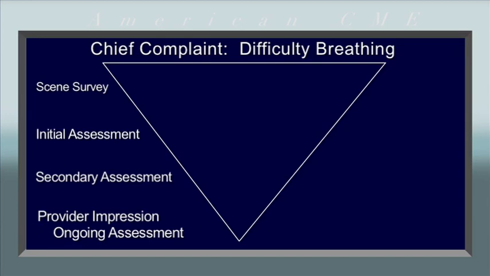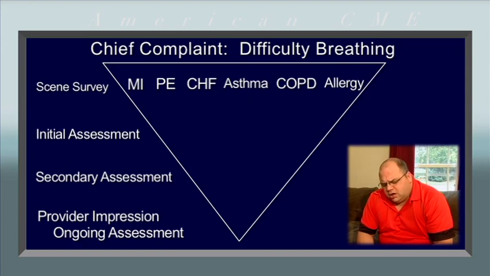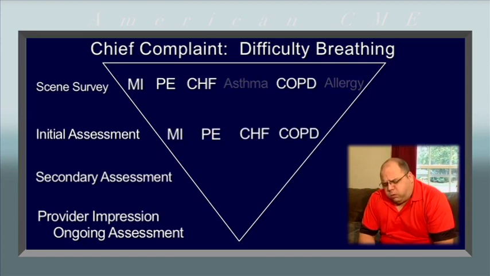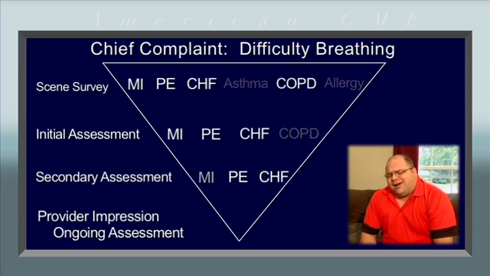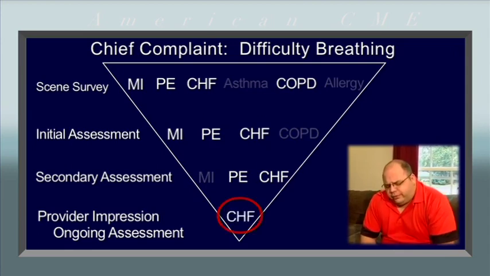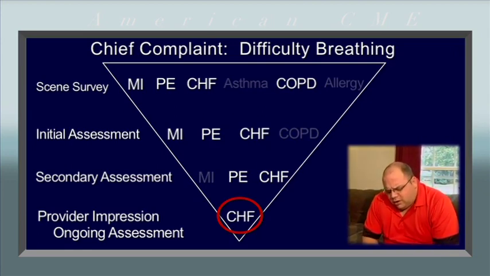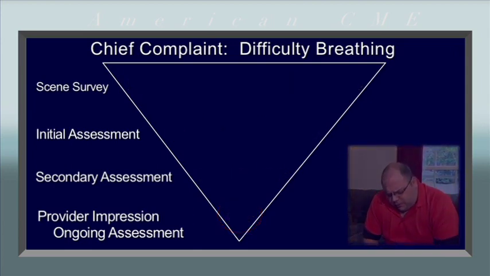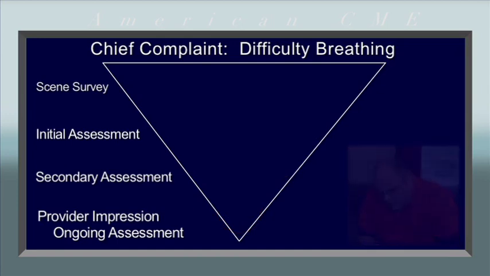Our evaluation of the NOI is important to formulating a list of possible causes. Notice how possible causes of the patient's difficulty breathing are eliminated as we complete our scene survey, initial assessment, and secondary assessment. By eliminating possible causes that lack supporting evidence, we are able to isolate a group of ailments or differential diagnosis that may be the underlying condition that is causing the difficulty breathing. At the end of the assessment, the care provider now finds strong evidence which indicates the probable cause or provider impression.